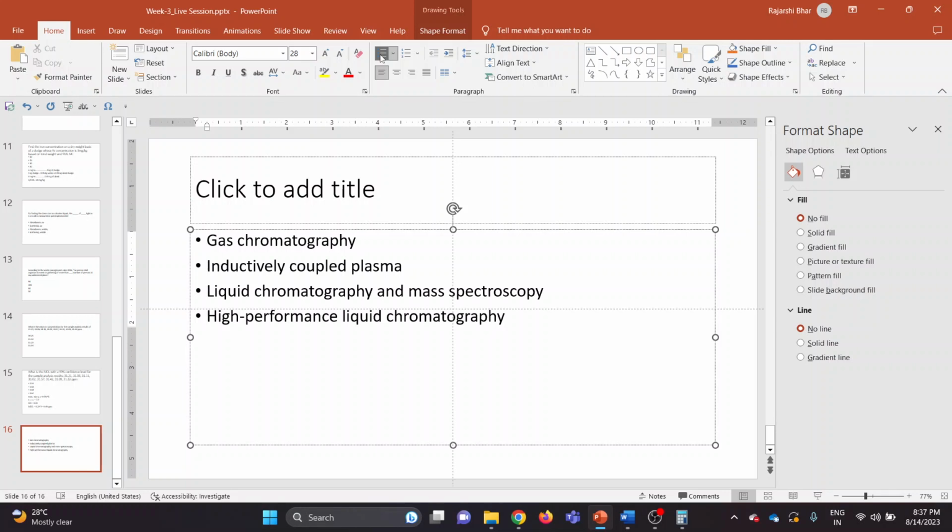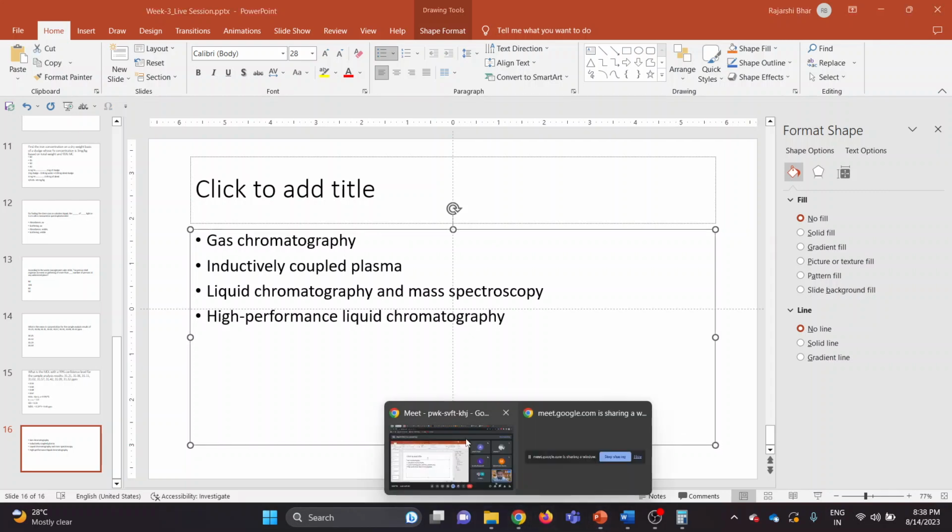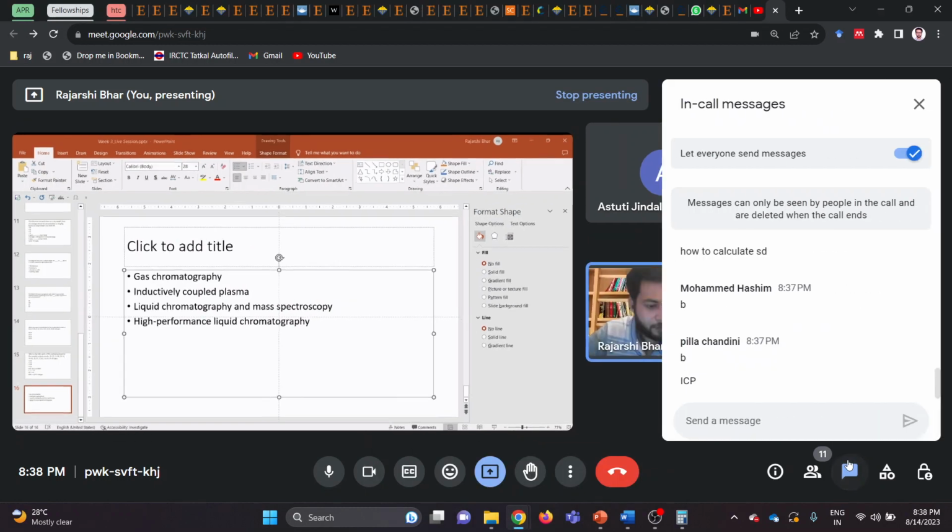Okay, so which one of these four instruments do you think will be used for analyzing the concentration of heavy metals? Any idea? Just like in one of these examples, I have already talked about these things. You can use the chat box as well if you have.